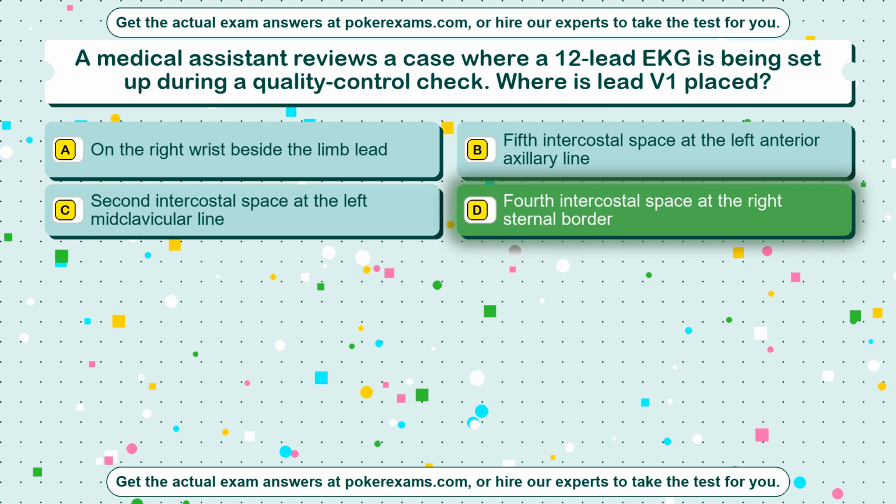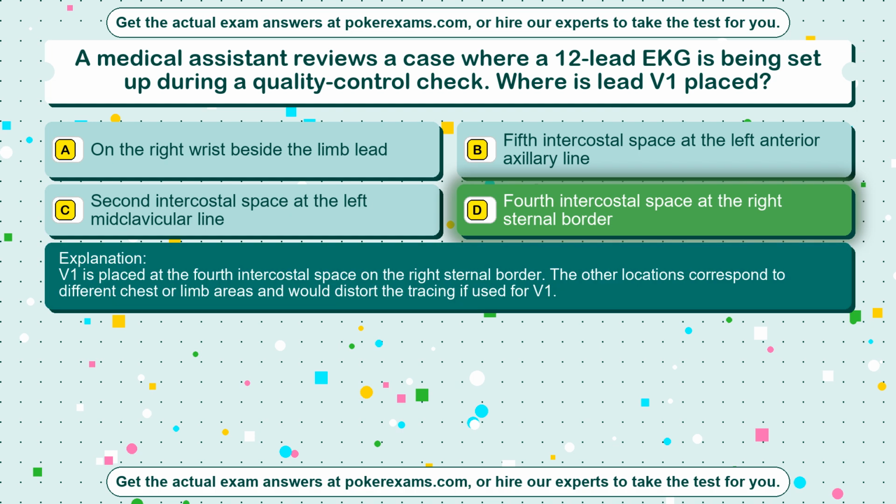The correct answer is option D, 4th intercostal space at the right sternal border. V1 is placed at the 4th intercostal space on the right sternal border. The other locations correspond to different chest or limb areas and would distort the tracing if used for V1.